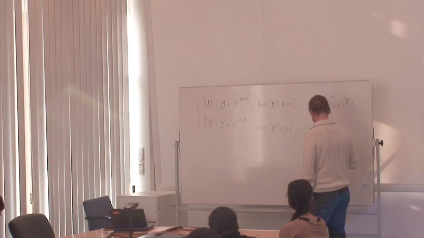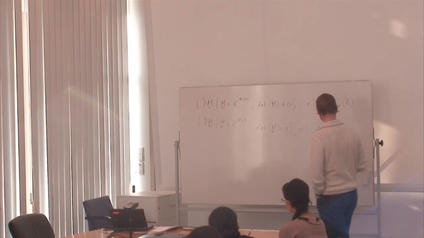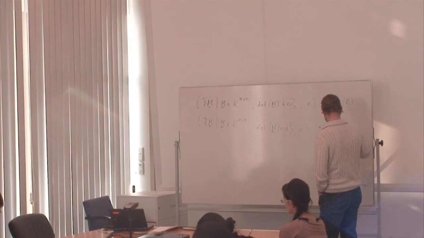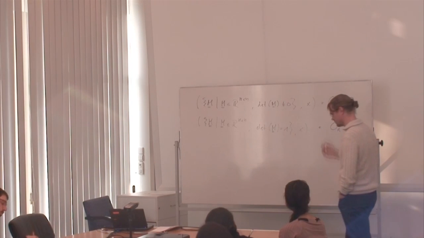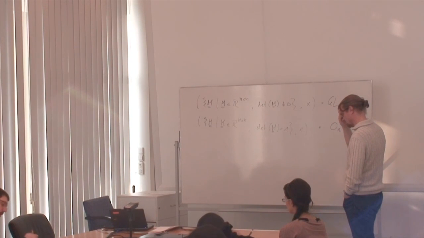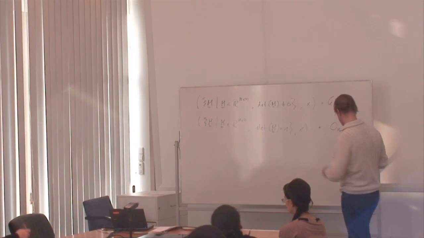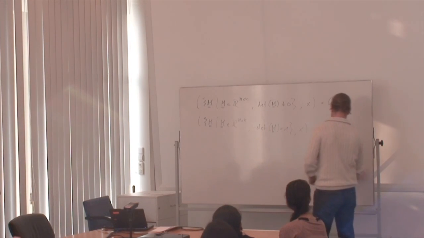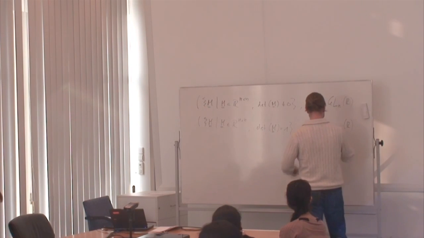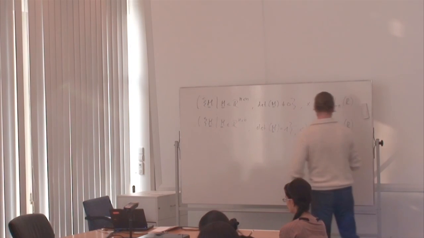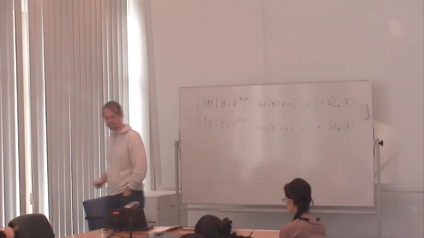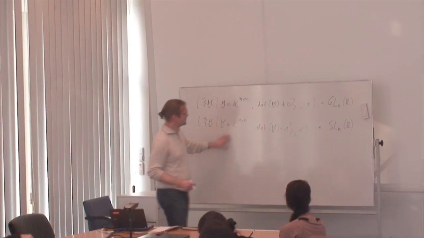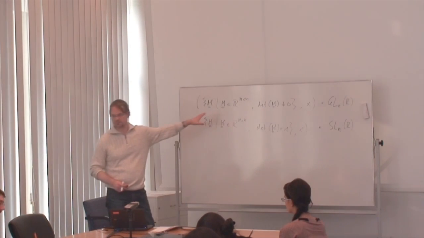Is it SO? Wait. Orthogonal group, I guess. I have to be careful here now. Orthogonal group over the, no. The special linear group over the n by n matrices. This is obviously a subset of this.